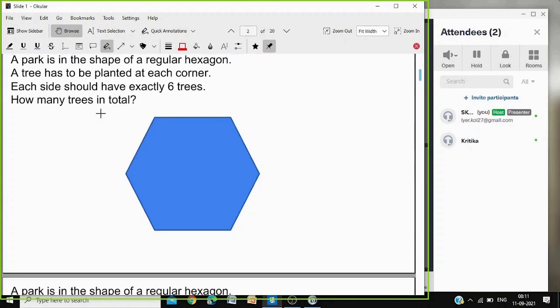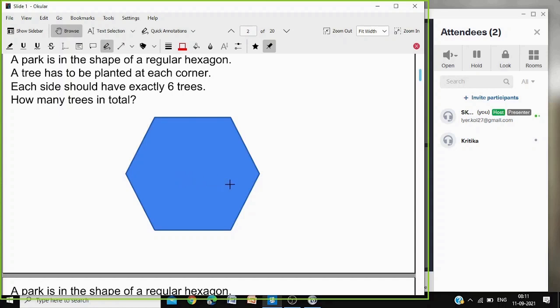Now, this is the first question. A park is in the shape of a regular hexagon. A tree has to be planted at each corner, and each side should have exactly 6 trees. How many trees in total?